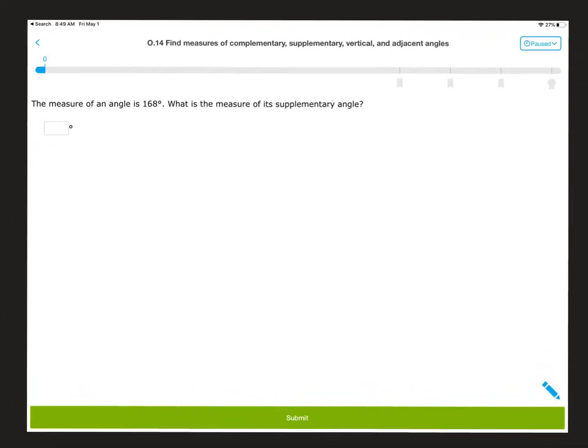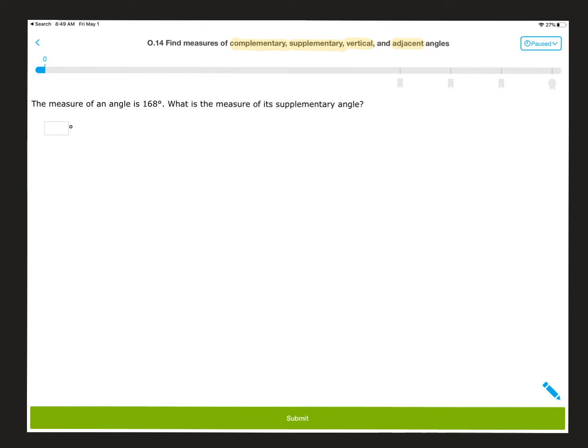So the topic is, the standard is still using these complementary, supplementary, vertical, and adjacent angles. Okay, so you have to have your notes with you unless you got this down. Complementary are two angles that add up to 90 degrees. So we're going to need that information.